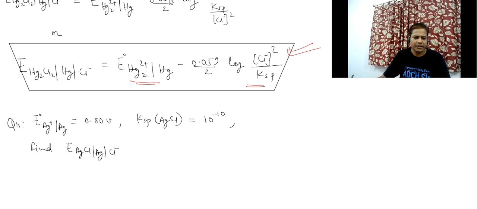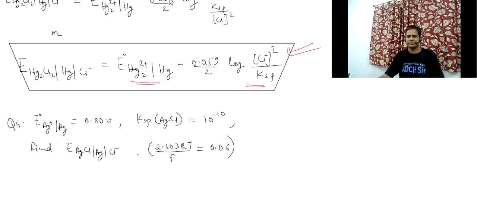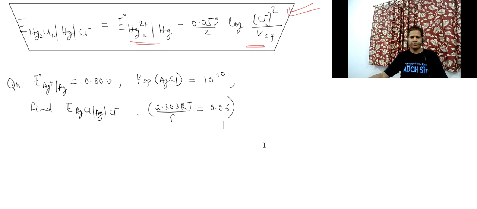We have to take 2.303 RT by F. Normally we take it as 0.059. Let us assume that we take it as 0.06. We have taken the value of 2.303 RT by F as equal to 0.06. Now we'll solve it. We'll use the expression that we had earlier derived.